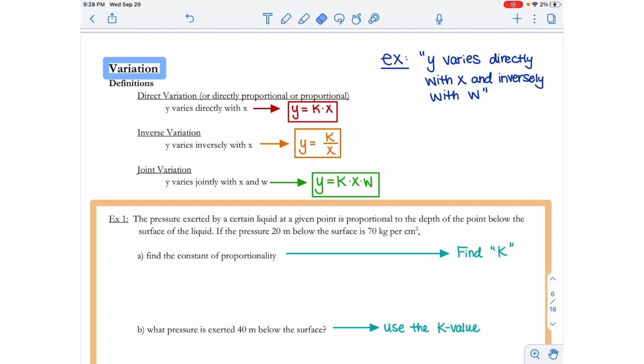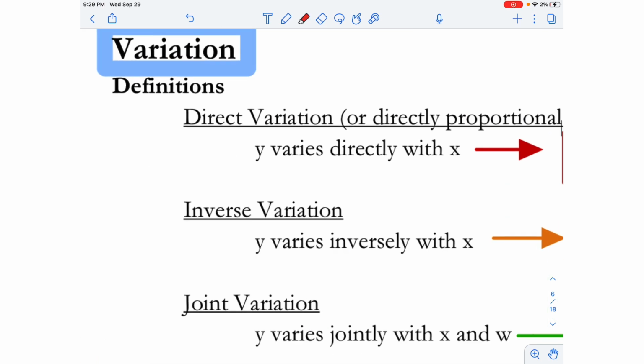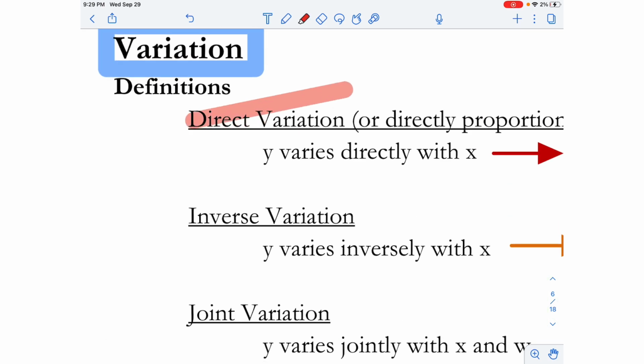Hey class, so today we are going to be talking about variation, which is our last type of word problems, and they're kind of special word problems because they have a special relationship between x and y. So the first type of variation we're going to talk about is called direct variation, and that's when y varies directly with x, meaning as x increases, so does y, and they do this at the same ratio. So that sounds really confusing, but the way I remember it is this.